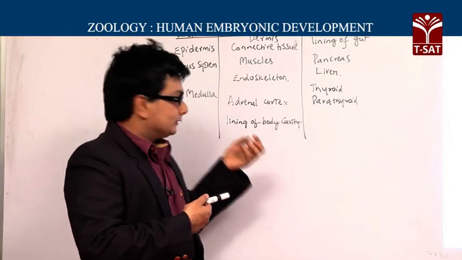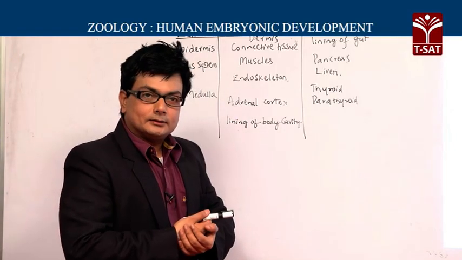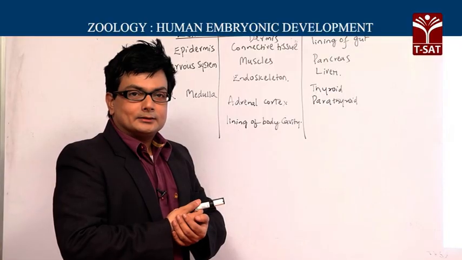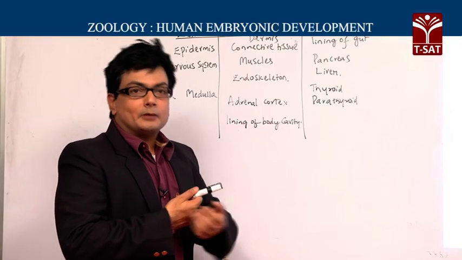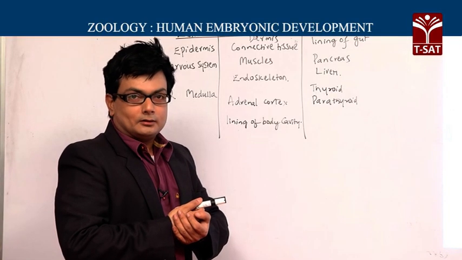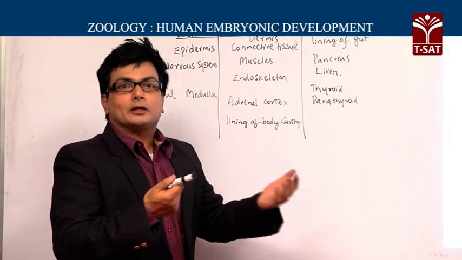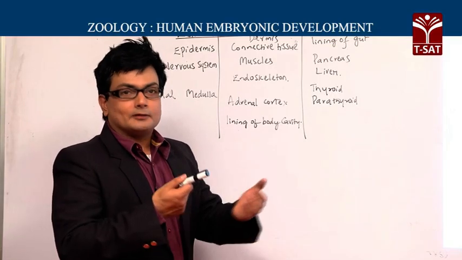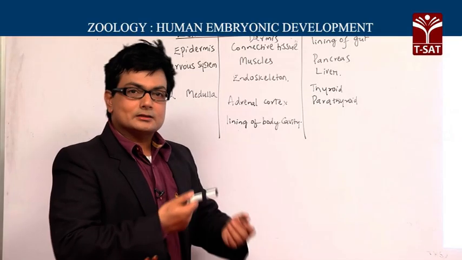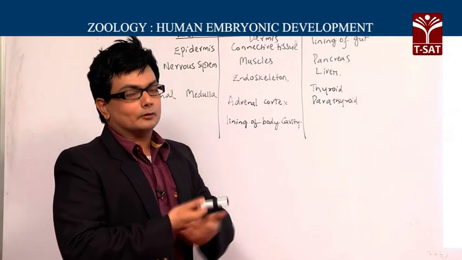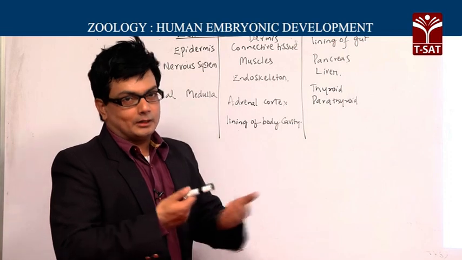So these are the few examples to make you understand that the 3 primary germinal layers of a human body will give too many varieties of tissues, and they combine to form the organs, and organs combine to form the organ systems, and all the organ systems will make a human body.